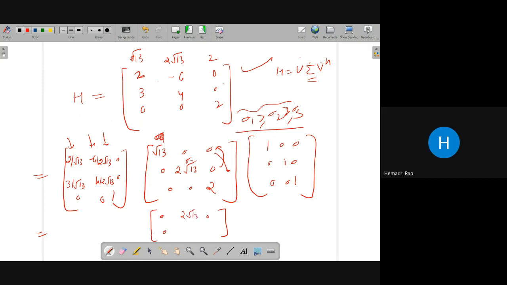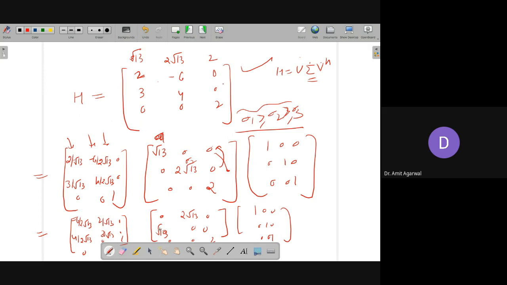0, 2 root 13, 0, 0. And when we do row flipping, we have to do the column flipping here. So whatever rows you have flipped, you have to flip the corresponding columns. Minus 3 by root 13, 2 by root 13, 0. Minus 2 by root 13, 3 by root 13, 0. 0, 0, 1.